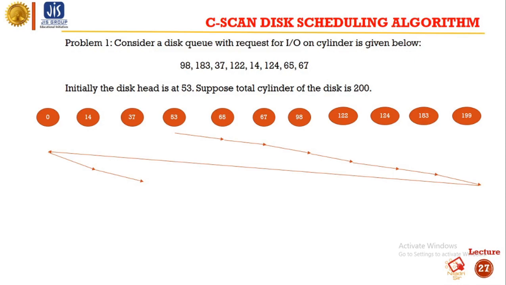If we go to the left hand side at the beginning, that is from 53 we will move to 37, then from 37 to 14, from 14 to 0, and then from 0 we will move to 199, and from 199 we will come in the reverse direction, that is 183, 124, 122, 98, 67 and 65. So this is how the scan algorithm works.